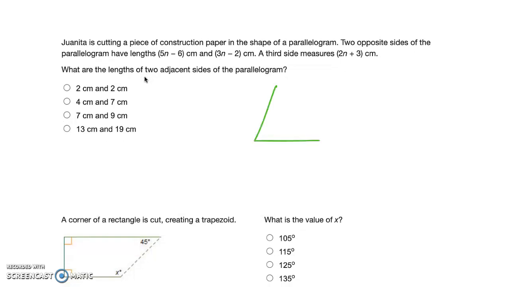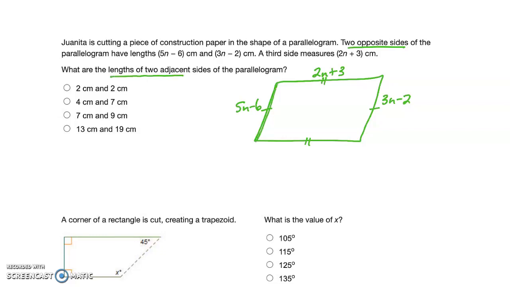All right, Juanita's cutting a piece of construction paper in the shape of a parallelogram. So we know we're going to have a parallelogram, and two of the opposite sides have lengths 5n minus 6 and 3n minus 2, and a third side measures 2n plus 3. We know opposite sides of a parallelogram are congruent, so what are the lengths of two adjacent sides? Once we find each side, we are going to add those two together.